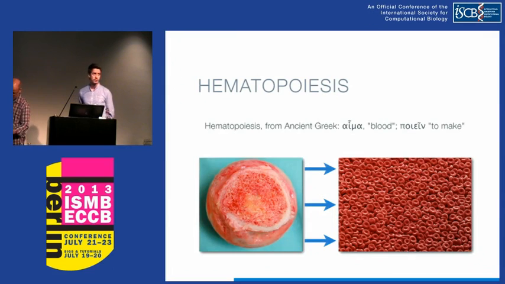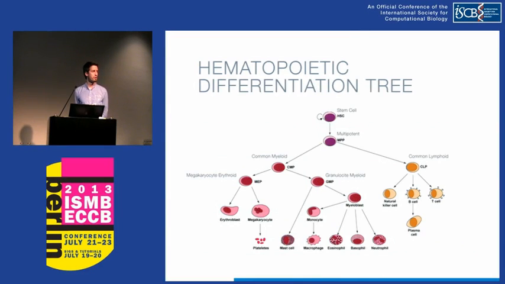So the word hematopoiesis comes from ancient Greek and literally means making blood. Blood, as you might know, is not liquid, but is a fluid mixture of compounds and cells, actually many different cell types. And one thing that I found amazing about the hematopoietic process is that all these different blood cell types differentiate from a single hematopoietic stem cell, or HSC.